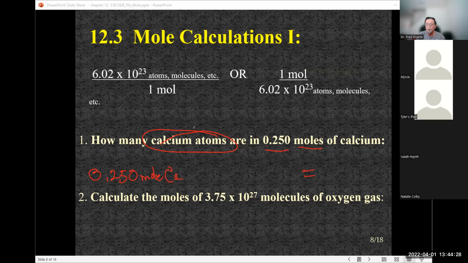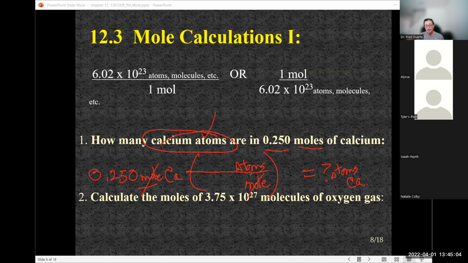And then write down what we're looking for. We are looking for atoms of calcium. Those are the units we're looking for, atoms. And we're starting off with moles. So obviously we're going to have a factor where we want to get rid of moles, so moles has to be in the denominator. I'm following through here, checking my units. And I want atoms in the numerator. Why? Because that's what I'm being asked to calculate.